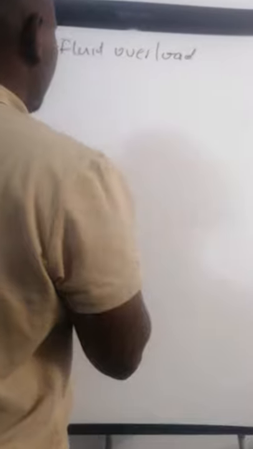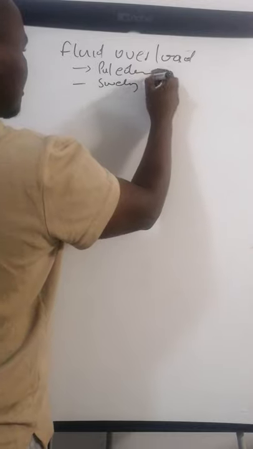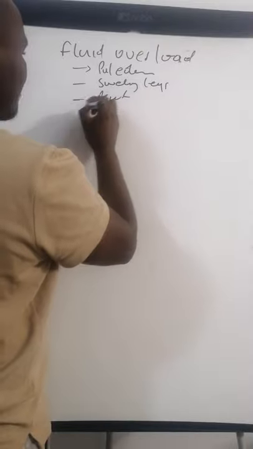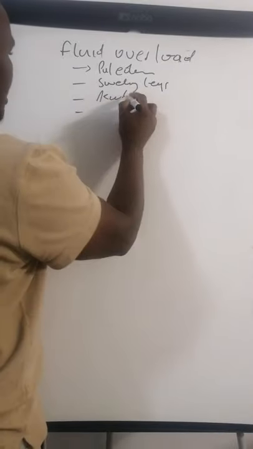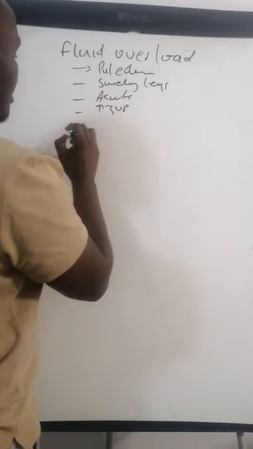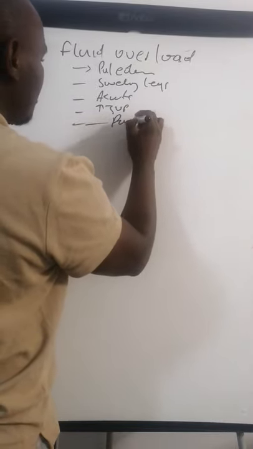fluid overload. And this fluid overload manifests in the form of pulmonary edema, swelling of the legs, swelling of ascites. I'm just gonna mix right heart failure and left heart failure at this point. Increased JVP. You know the signs of portal hypertension, right? That's basically that. So this is what you have.